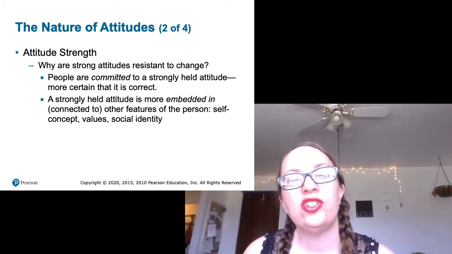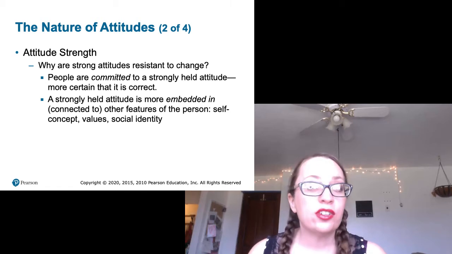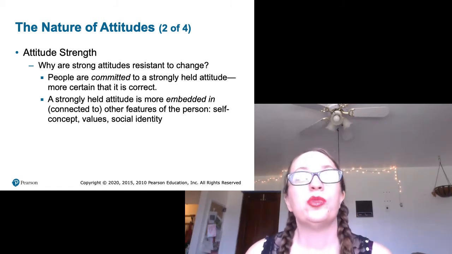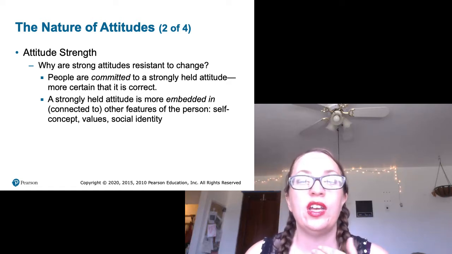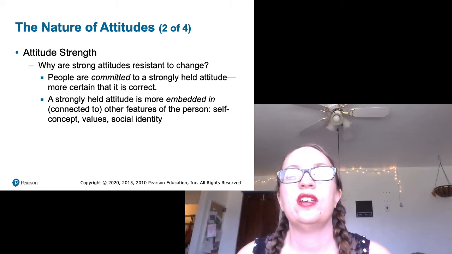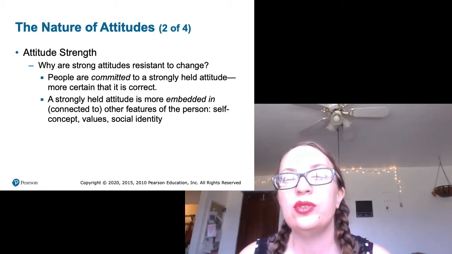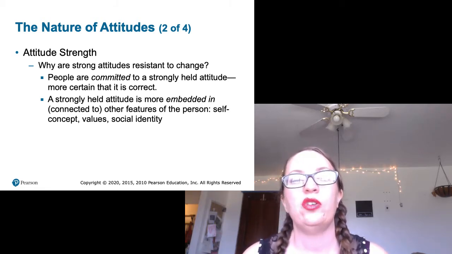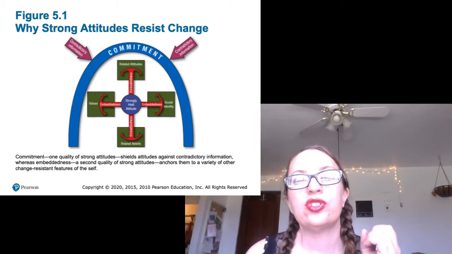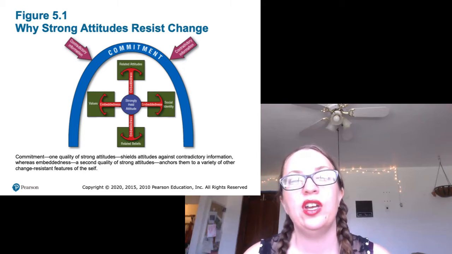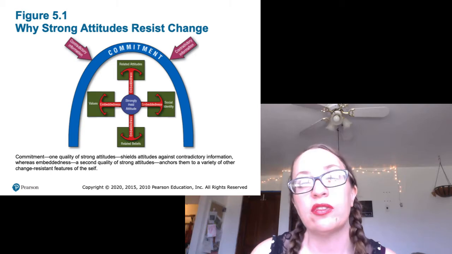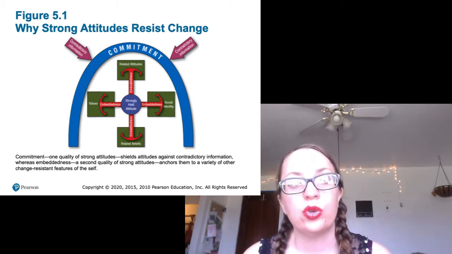Now, not all attitudes are equally strong, and this matters because strong attitudes are, number one, more resistant to change. They're more stable, so they're less likely to shift, and they're less flexible than weak attitudes. Strong attitudes resist change because of commitment to the attitude as well as how deeply embedded the attitude is. Commitment involves a certainty that the attitude is correct, whereas embedded means that the attitude is much more fully integrated into your self-concept, your values, your social identity.